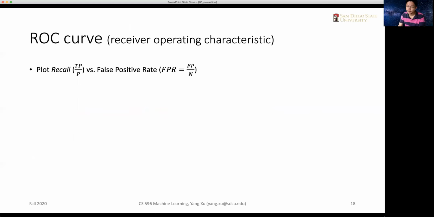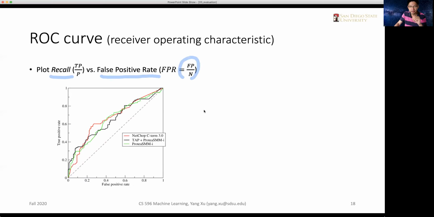to measure the performance is to plot two curves, plot the curves that describe the relationship between recall and the false positive rates, right? Which is the number of false positives against n. Okay, so that is a curve that we want to be as high as possible, or if the curve has a larger area under it, then we say it's a better performance.